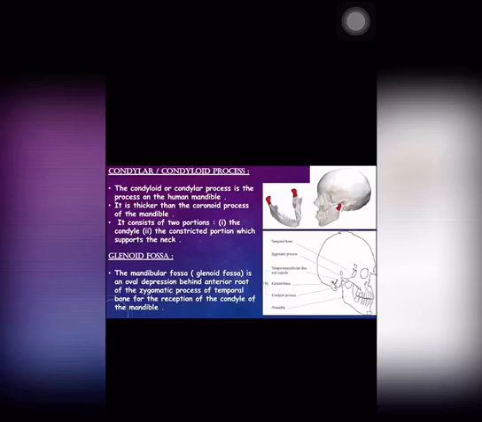Glenoid fossa. The mandibular fossa is an oval depression behind the anterior root of the zygomatic process of the temporal bone for the reception of the condyle of the mandible. Fossa itself means a shallow depression on a bone into which another bone fits to form a joint.